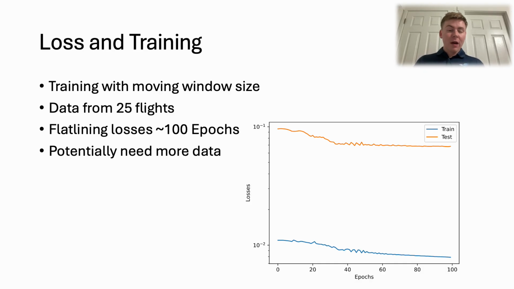However, as I did that, I found that my losses were flatlining around 100 epochs, which is definitely concerning for a NeuralODE, and definitely something that I have to look into and improve further as I continue to pursue this project. My guess is that I simply need more data for very specific apogees that I train on.